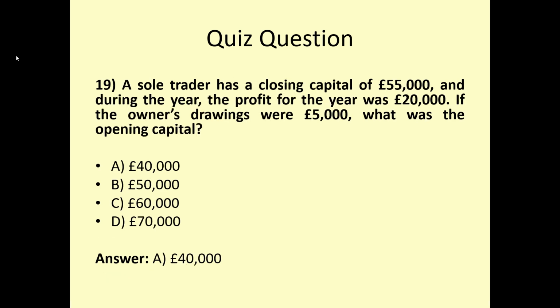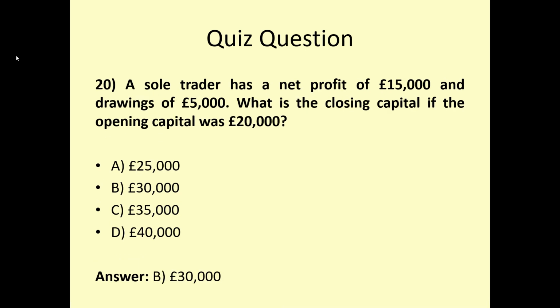Question 19. A sole trader has closing capital of £55,000 and during the year, the profit for the year was £20,000. If the owner's drawings were £5,000, what was the opening capital? And the answer to that one is A, £40,000. And question 20. A sole trader has a net profit of £15,000 and drawings of £5,000. What is the closing capital if the opening capital is £20,000? And the answer is B, £30,000.